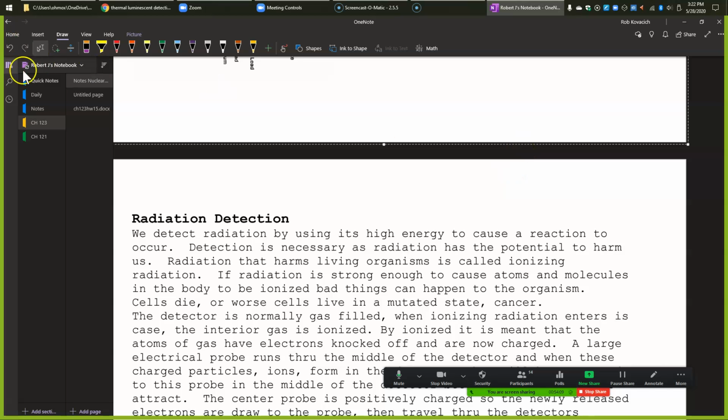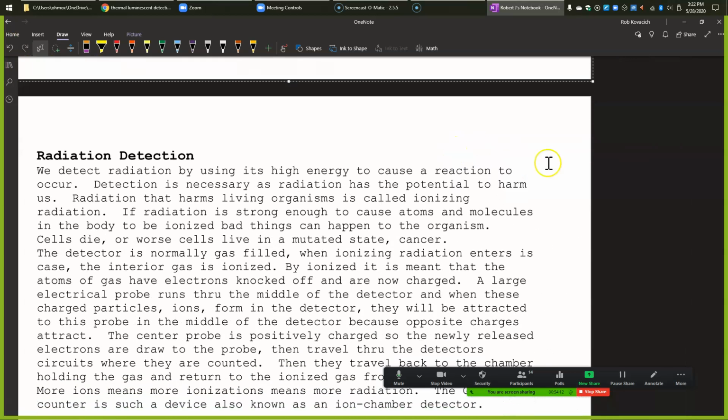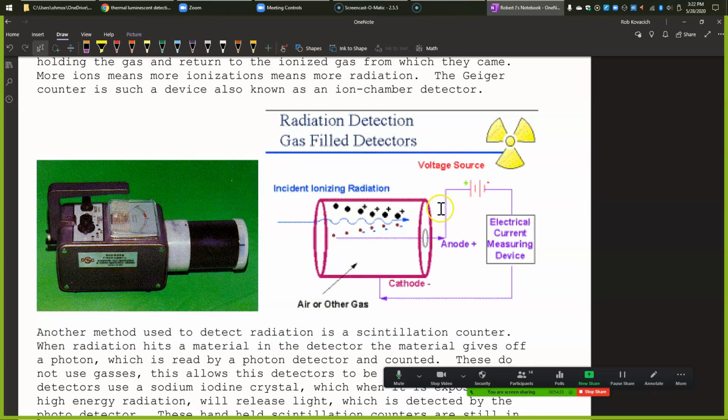Okay, let's talk about a couple of ways to detect radiation. There's a couple of easy ways, and these are instantaneous. These aren't like a film badge or a thin layer thermoluminescent detector that get hit with radiation and then are read. This is something that's telling you what radiation is happening right now. And so one of them is a gas-filled radiation detector.